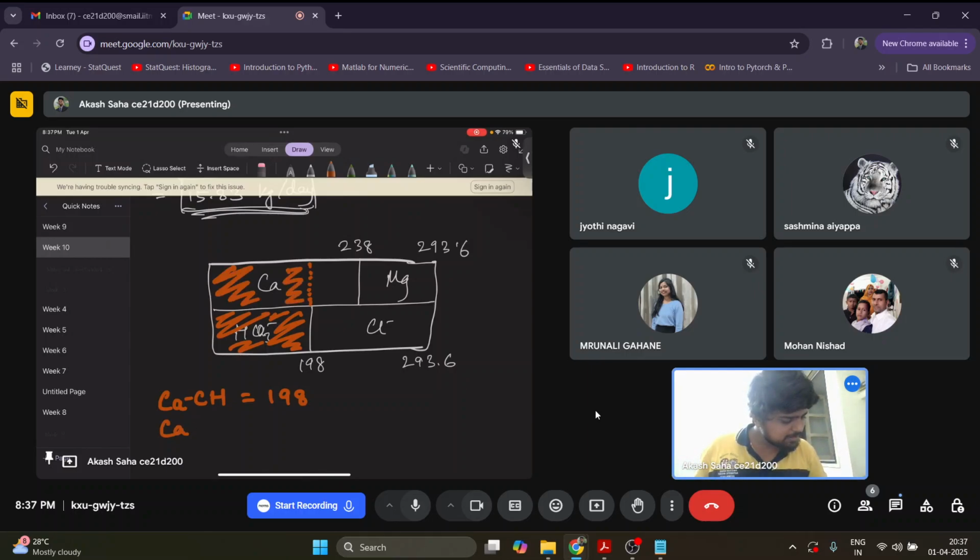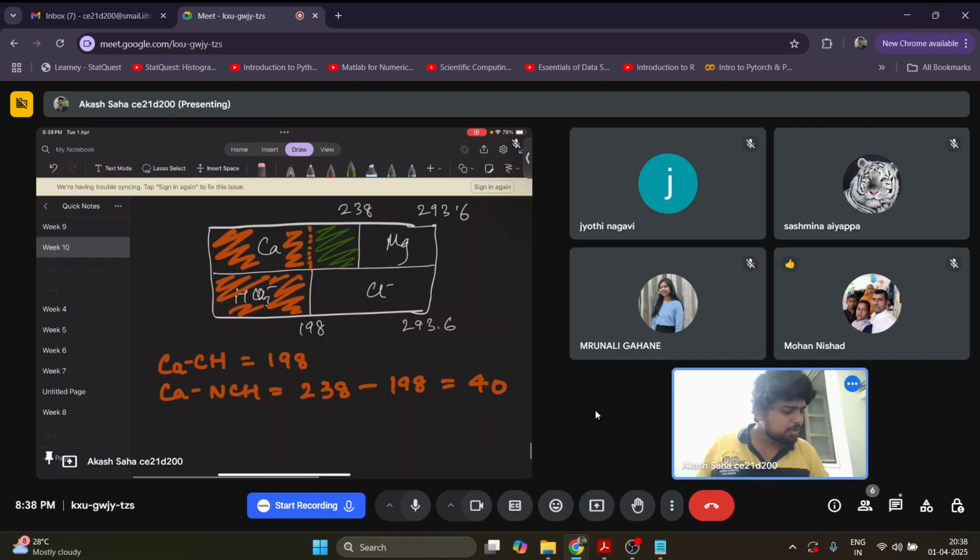Then CaNCH. How will I calculate CaNCH? The total calcium hardness is how much? 238, minus the carbonate hardness of calcium, which is 198. So it will be 40. So this one will be the calcium non-carbonate hardness.